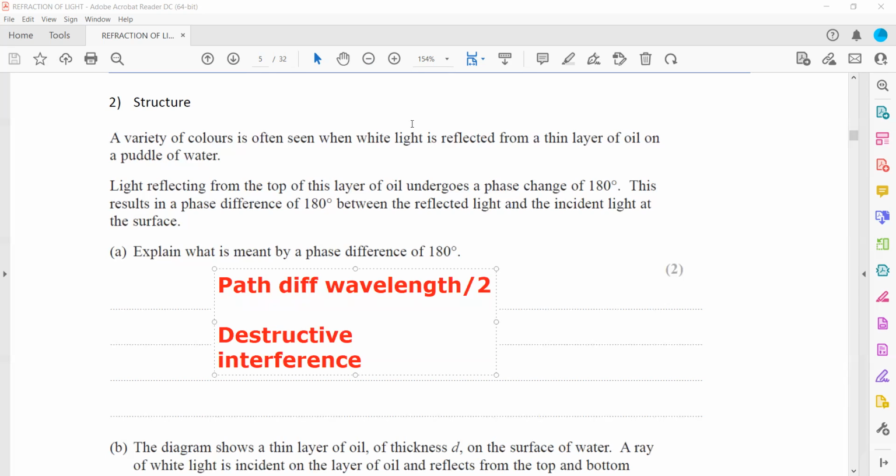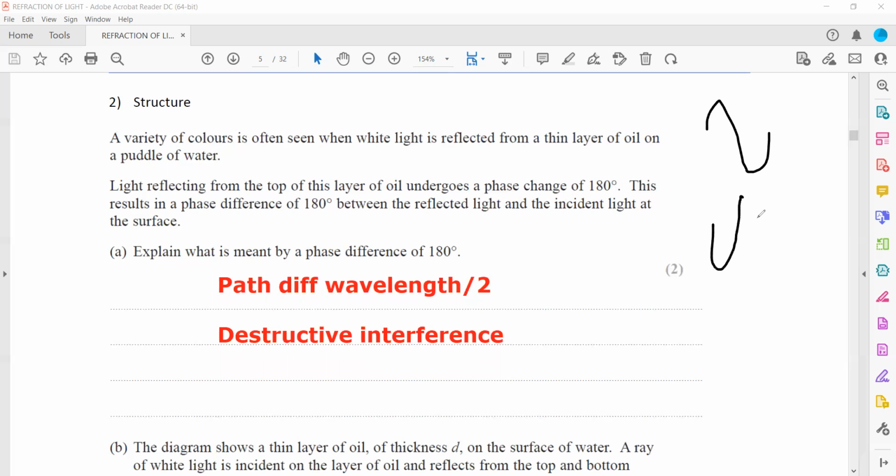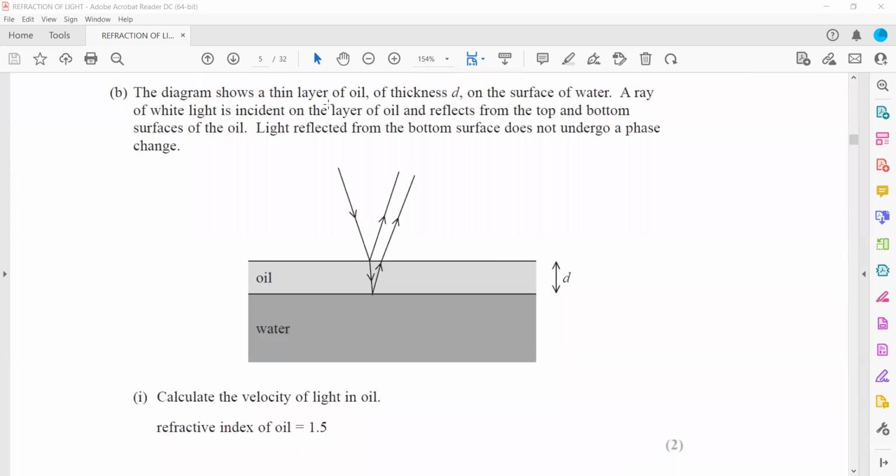So if one crest is joining, the other one, a trough, will join. So they will cancel out the effect of each other. As a result, they will have a destructive interference.